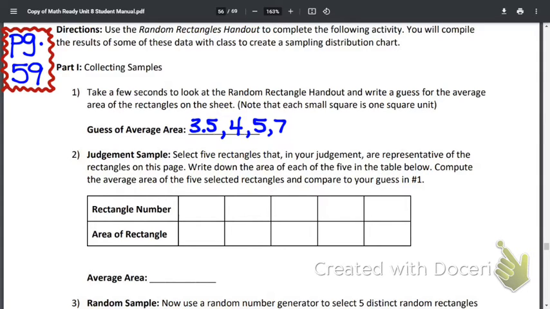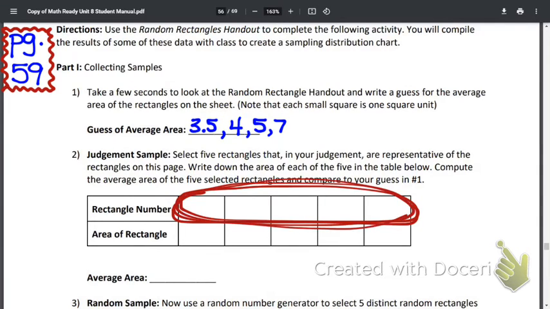And after you have, you need a pencil. After you have your 5 rectangles picked out, do you see how every rectangle has a little number next to it? I want you to write the little number that's next to the rectangle right here on page 59. So like I said, look at rectangle number 7. You're not putting the area down, not how many little squares there are. Just write down the number of the rectangle so that we could go find it again if we wanted to.